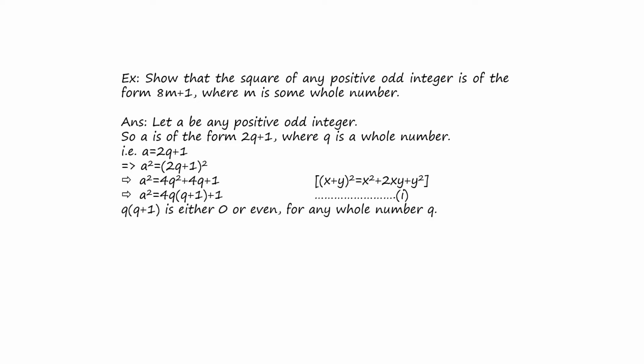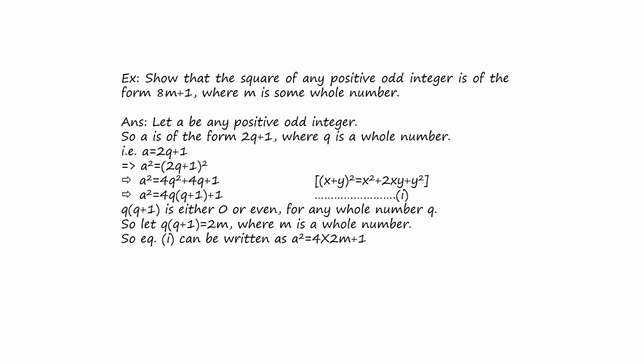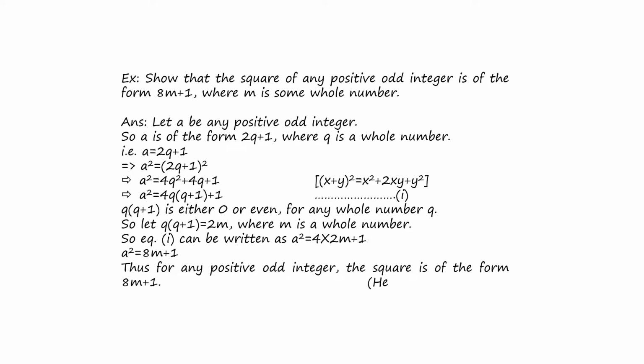Now q times (q plus 1) is either 0 or even for any whole number q. Let q times (q plus 1) equal 2m, where m is a whole number. So equation 1 can be written as 4 times 2m plus 1, or 8m plus 1. This implies a square equals 8m plus 1. Thus, for any positive odd integer, the square is of the form 8m plus 1. Hence proved.